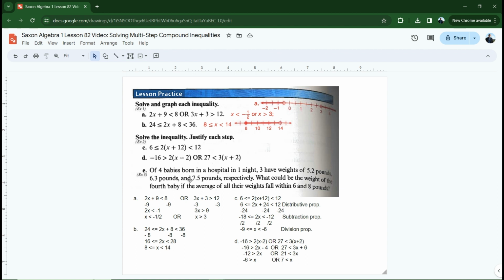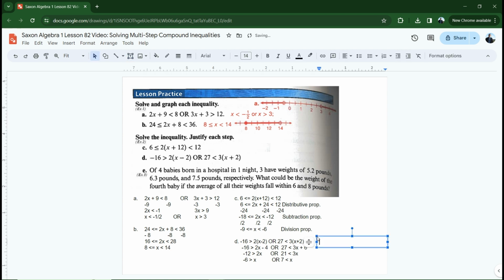Of every 4 babies born in a hospital one night, 3 have weights of 5.2 pounds, 6.3 pounds, and 7.5 pounds, respectively. What could the weight of the 4th baby be if the average of all of their weights falls within 6 and 8 pounds? Okay, now falls within, between 6 and 8 pounds. That's a compound inequality. Can you determine whether it's and or or? If it's between two numbers, it has to be a conjunction, not a disjunction.